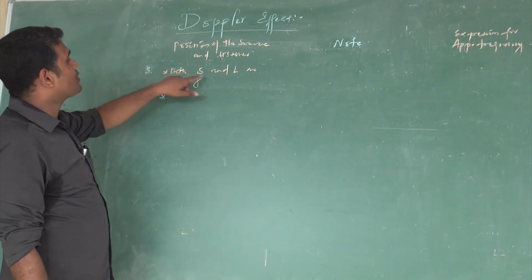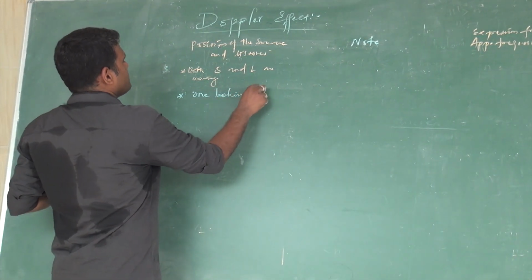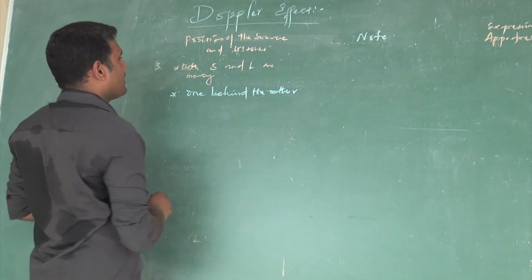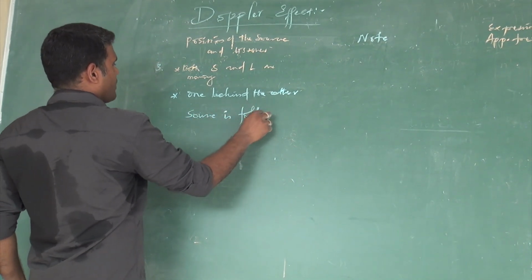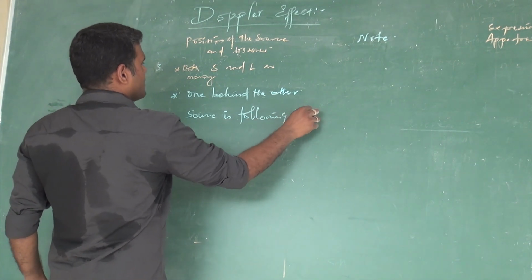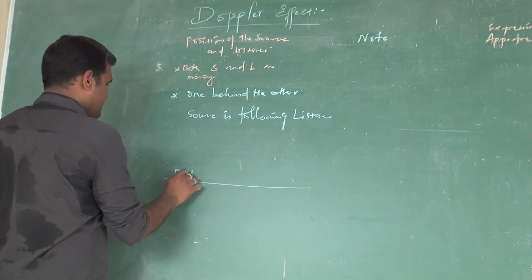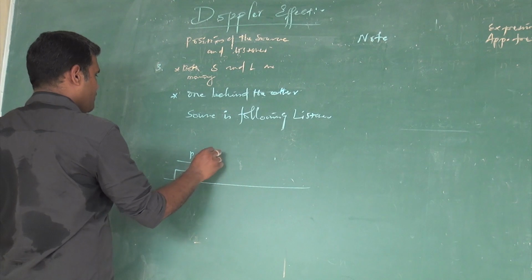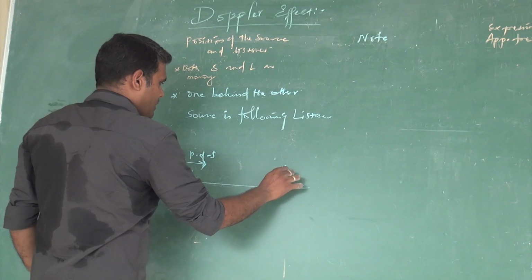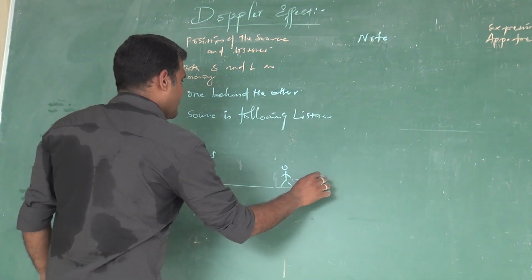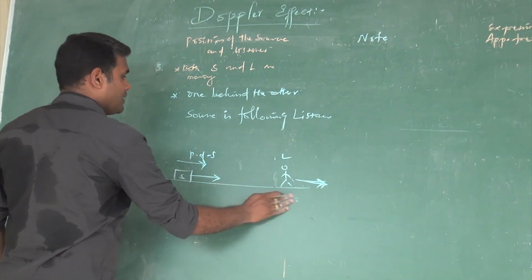In the third case, both the source and the listener are moving one behind the other. I can say the source is following the listener. So this is the source, this is the direction of propagation of sound. Listener is this one. Listener is moving along this direction, in one direction. Source is following the listener.